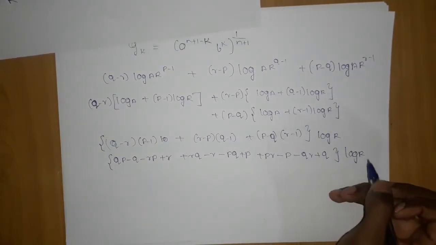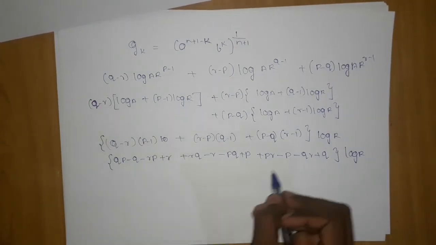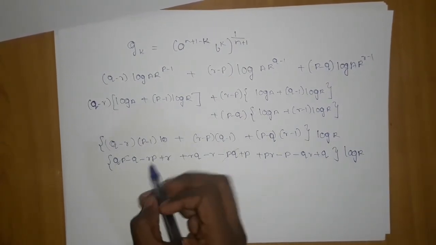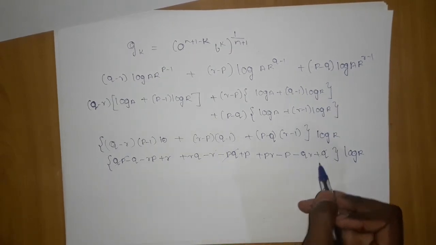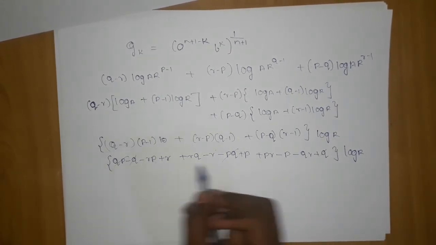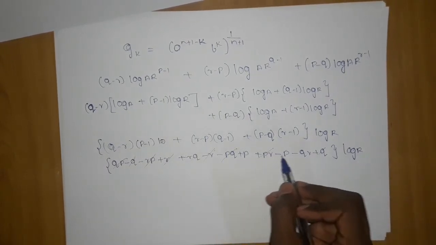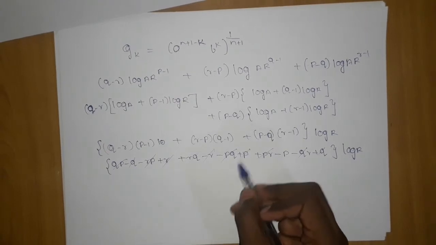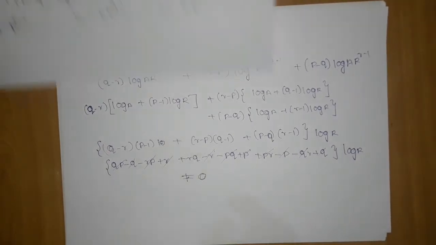This is just to make you comfortable with some calculations. If you see qp, r, q, yes, q is here, rp, r, pp. All are cancelling out, we get this equal to 0. So we have proved this thing.